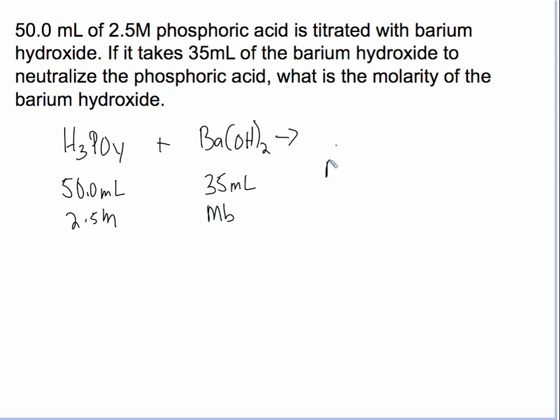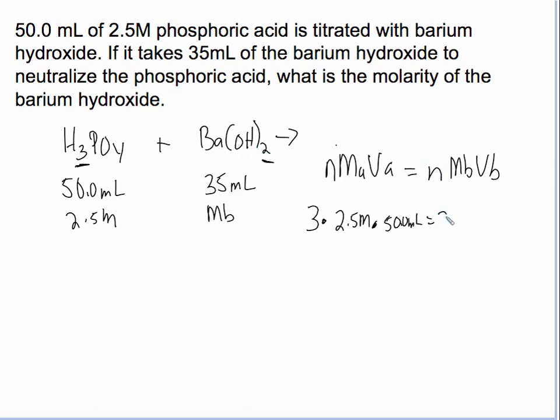So we would have our titration equation, N_A M_A V_A equals N_B M_B V_B. Now when we plug in the n's this time, if you look at H3, right here is our N, so we're going to put in a 3 there, times the molarity of the acid, 2.5 molar, times the volume of the acid, 50 milliliters. That's going to equal N for the base, which is a 2. We don't know the molarity of the base, so I'm just going to write M_B. The volume of the base is 35 milliliters.